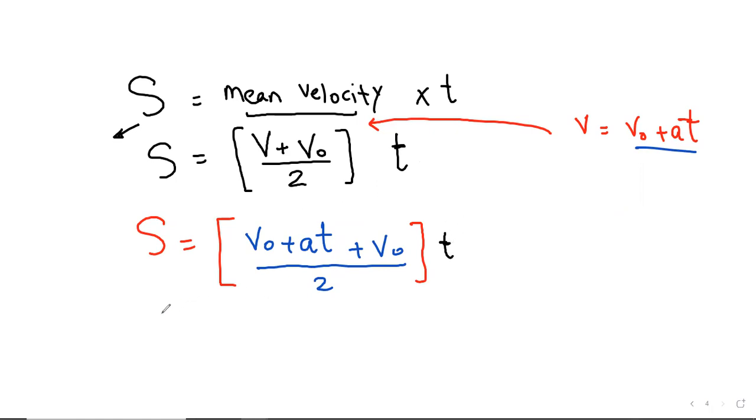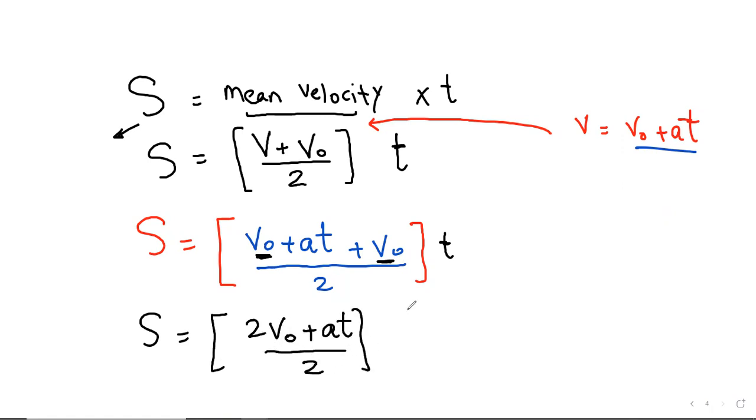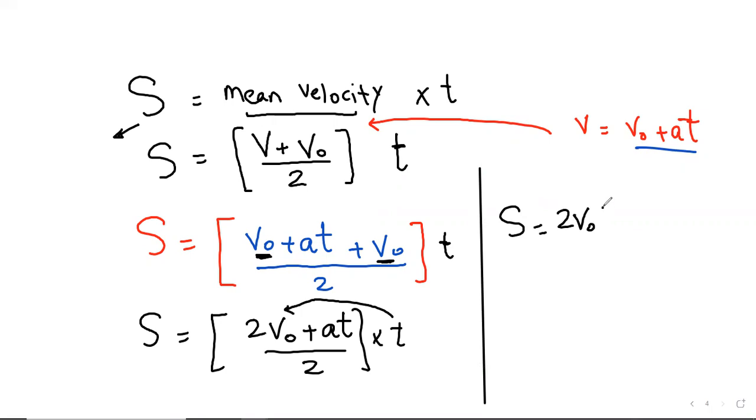So expand. And before expanding, we can tidy it up. V initial plus V initial is equal to 2V initial plus AT over 2 multiplied by T. Multiply T by all terms of the expression here. So T multiplied by 2V initial is equal to 2V initial T, plus T multiplied by AT is equal to AT to the power of 2, all divided by 2.